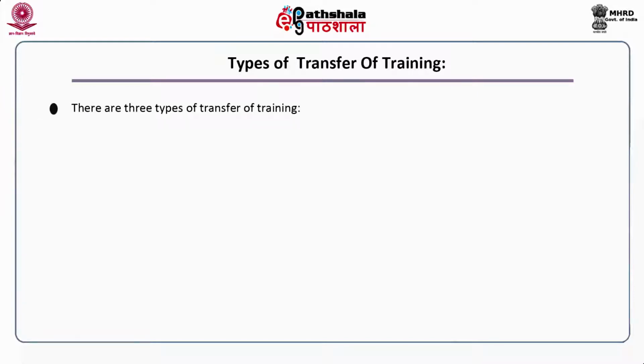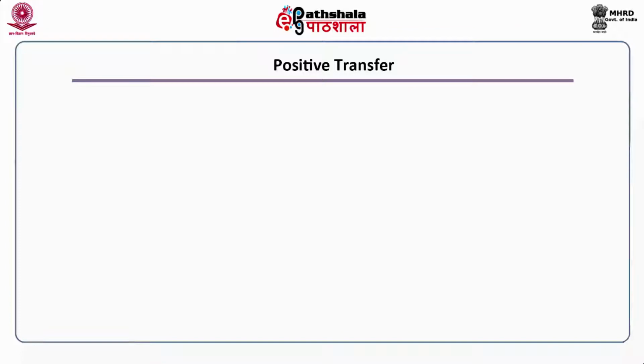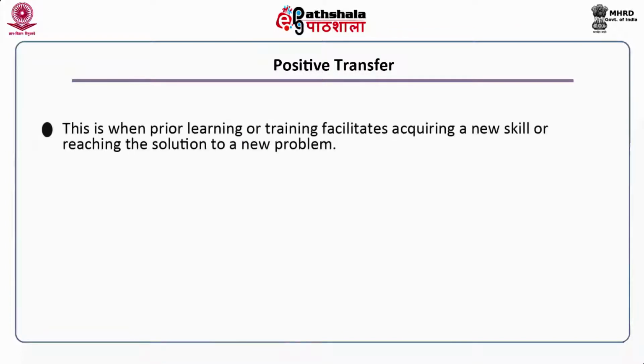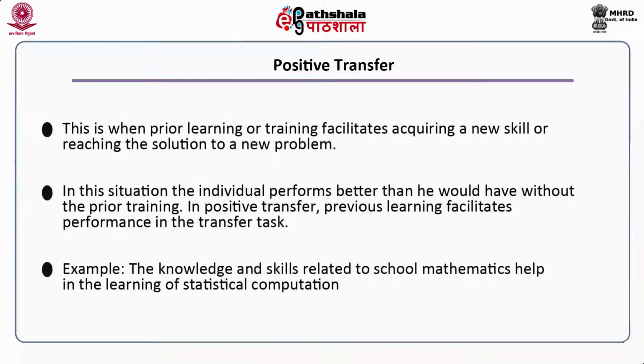Types of transfer of training. There are three types of transfer of training. One is positive transfer, second is negative transfer, and the third is zero transfer. Let us discuss positive transfer first. Positive transfer is when prior learning or training facilitates acquiring a new skill or reaching the solution to a new problem. In such a situation, the individual performs better than he would have without the prior training. In positive transfer, previous learning facilitates performance in the transfer task. An example could be the knowledge and skills related to school mathematics help in the learning of statistical computation.